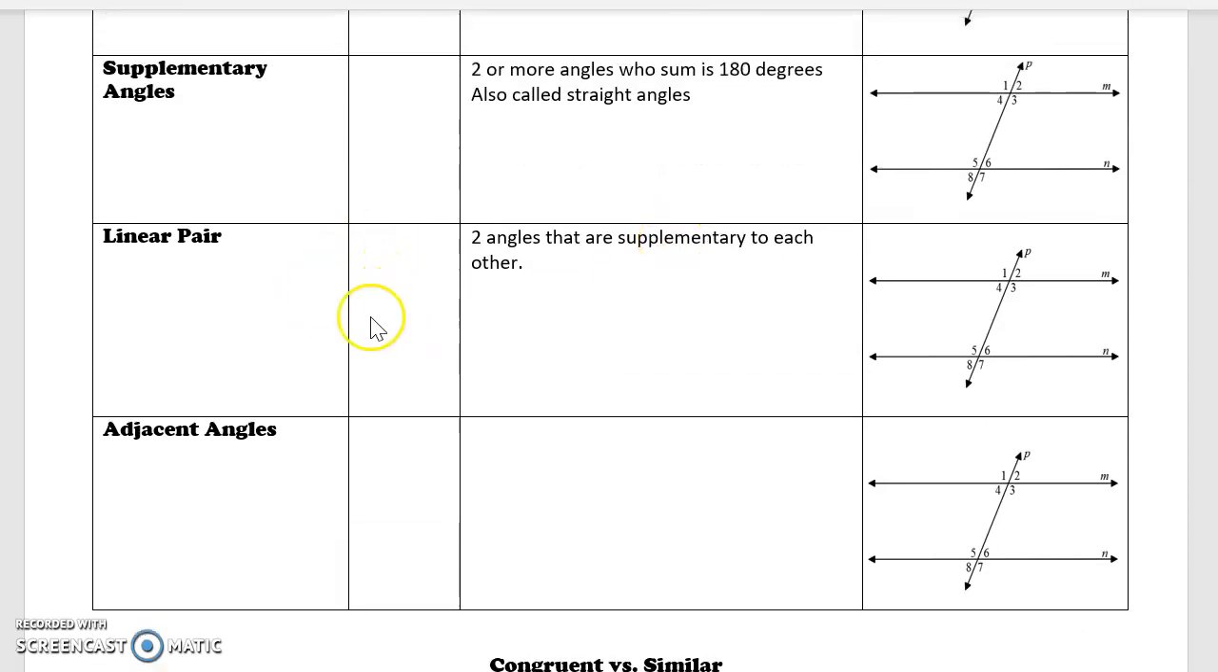So I want you to list some supplementary angles. All right, the teacher's going to pause the video, walk around, and make sure that you are doing this.